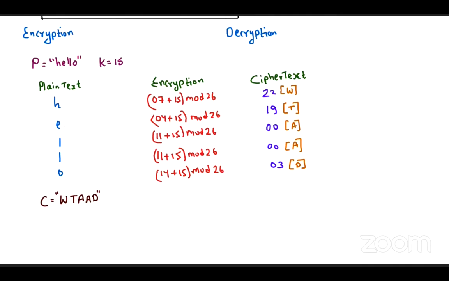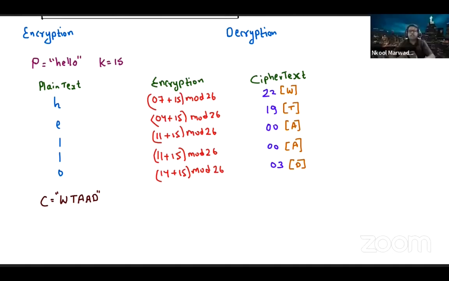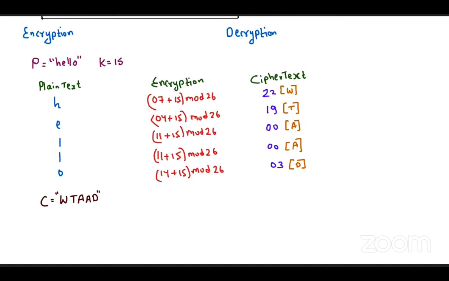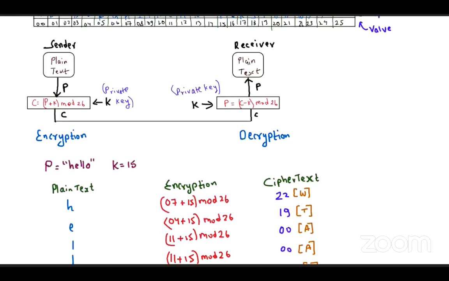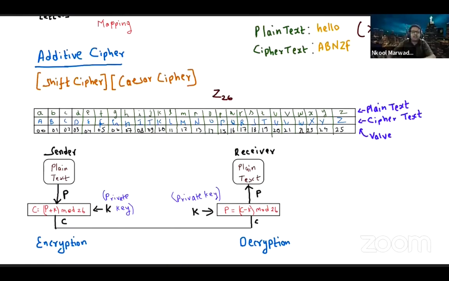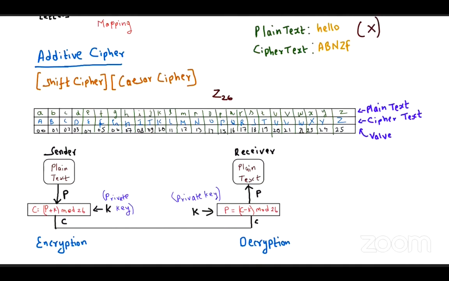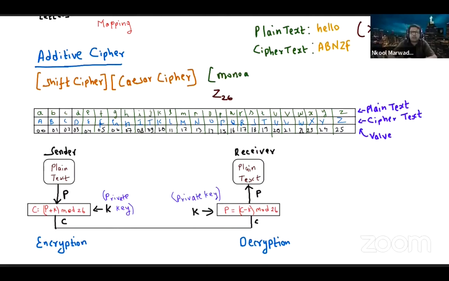And tell me one thing. The encryption which we did, is it a one-to-one mapping? One-to-one. And if it's one-to-one, then is it monoalphabetic? Yes, it's monoalphabetic. So a very important observation we have made is that this additive cipher is monoalphabetic, because in the table which we made we can clearly see that it is a one-to-one mapping, and hence it is monoalphabetic.